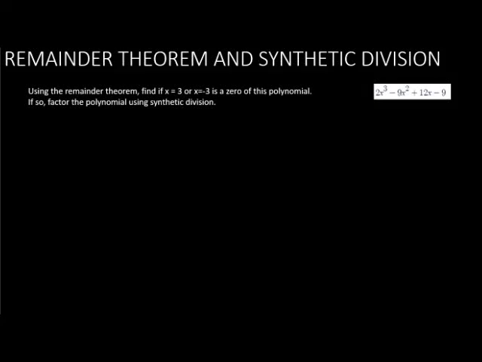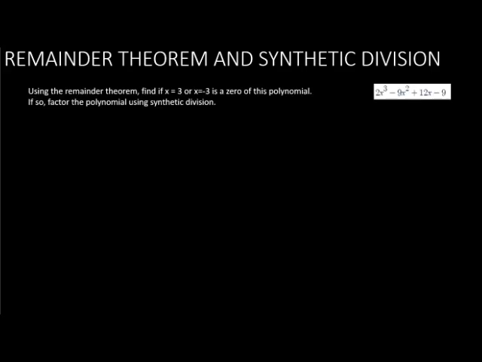Here we'll talk about the remainder theorem. The question asks us to use the remainder theorem to find if x equals 3 or x equals negative 3 is a zero of this polynomial, and if it is, use synthetic division to factor it.